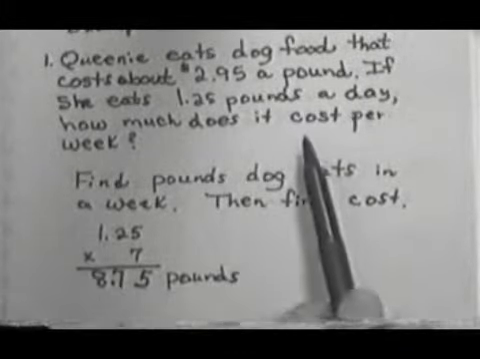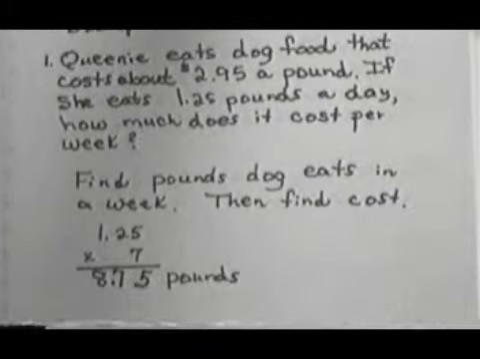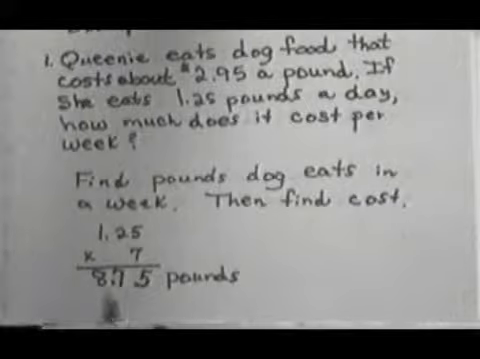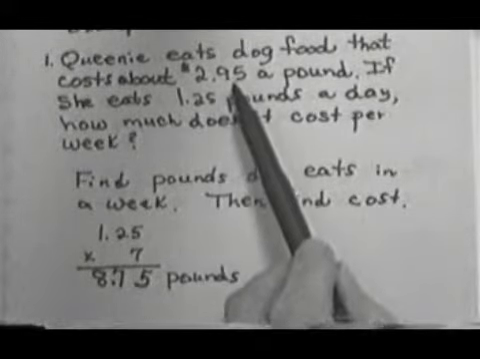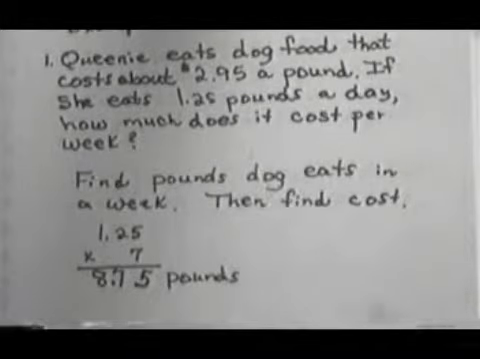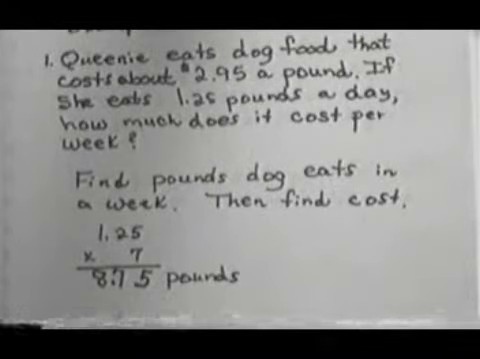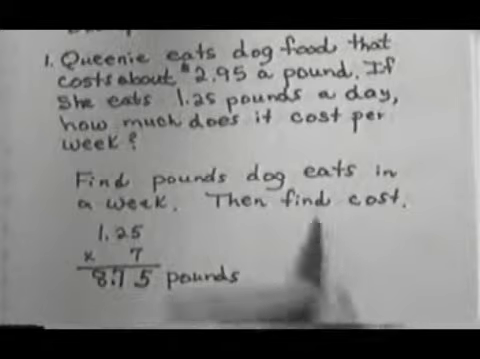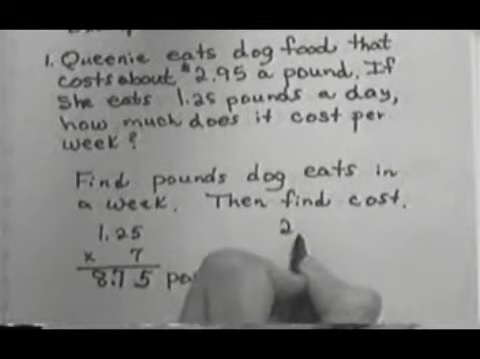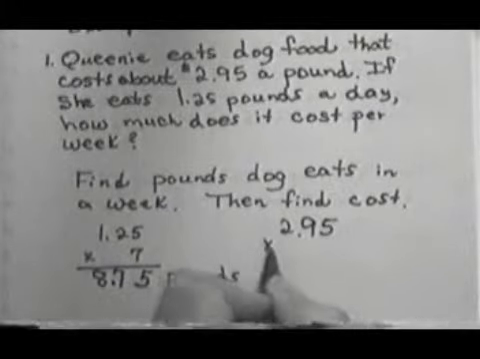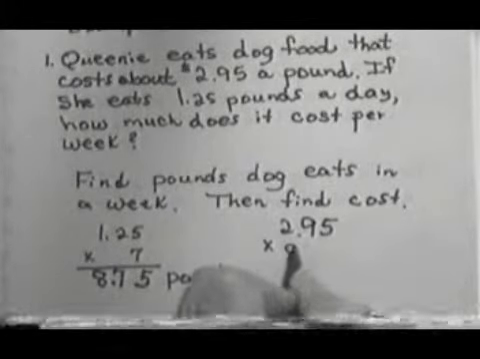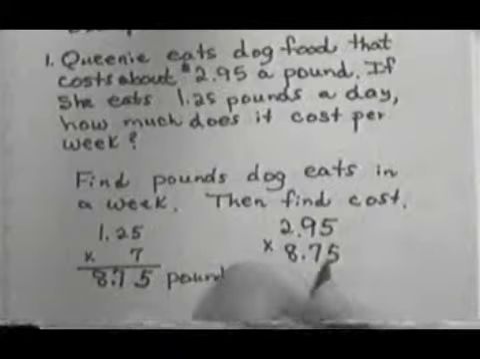Now, our question was, how much did it cost to feed her? So we know how much it cost a pound, and we know how many pounds we've got. So every single pound she ate would cost that much. So again, it's like repeatedly adding. So we're going to have to do some more multiplying. So we've got to take our 2.95 and multiply it by the 8.75.